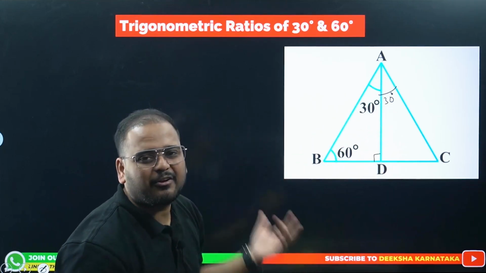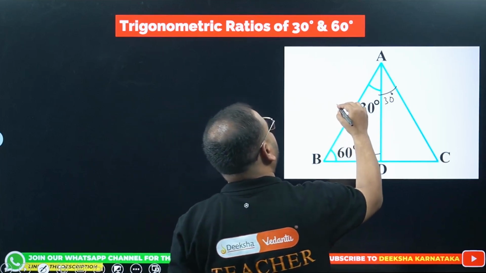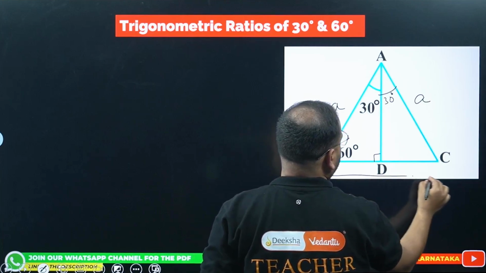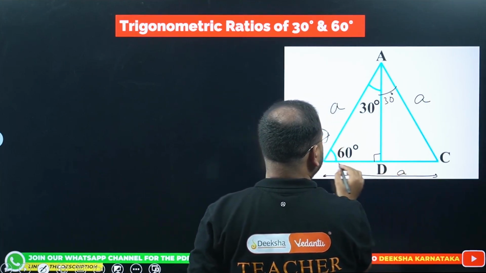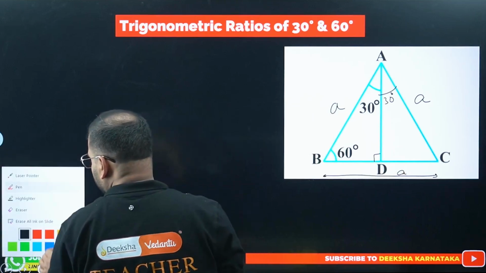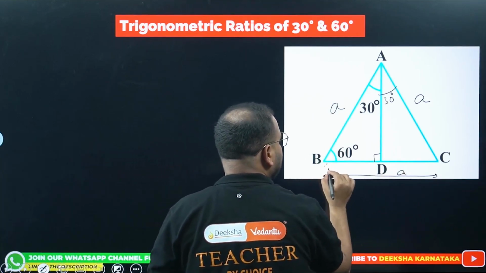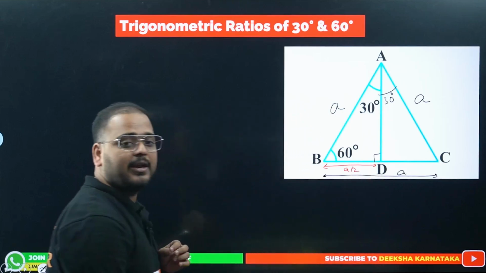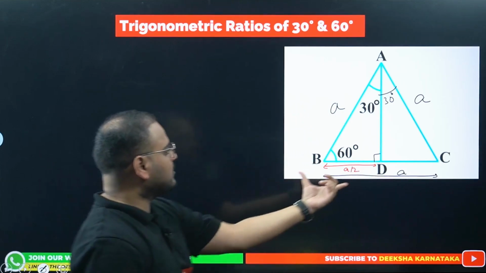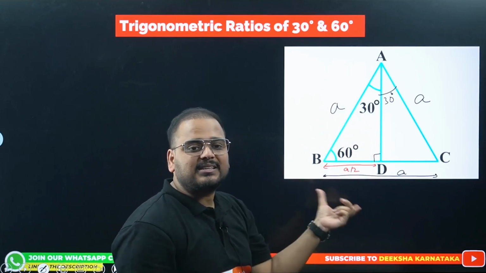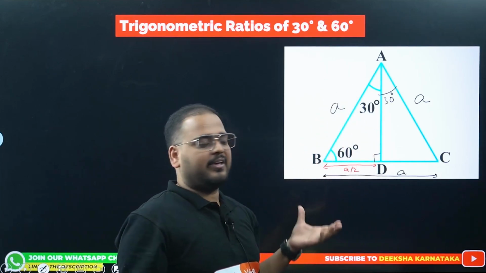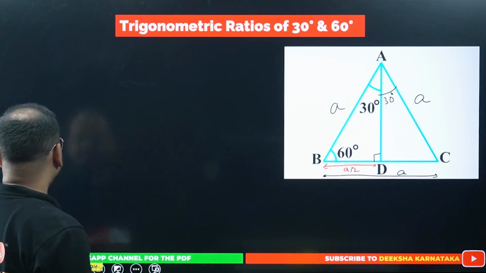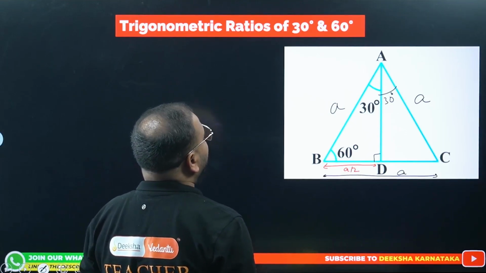Great. If it is an equilateral triangle, I can take all sides to be equal to A. This entire side will be A, and this smaller part, BD, will be A by 2. Correct? This whole thing is A, and AD is the perpendicular bisector, so BD is half of A. Okay. Can you quickly find AD for me?